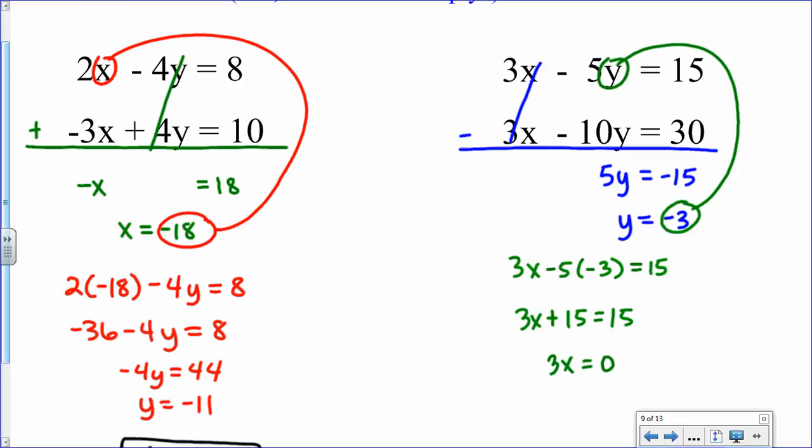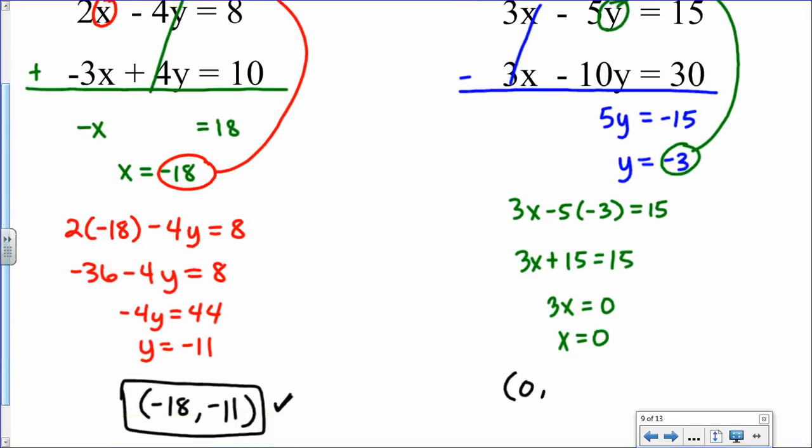Okay, 3x equals 0, so x should be 0. 0 is a number. It's okay to get that as an answer. That does not mean that it's going to be no solution or infinitely many solutions. We'll look at that tomorrow. If you get x equals 0 or y equals 0, that is a number, that is a solution. It's fine, okay? So my answer is 0, negative 3. You guys get that okay? Good.